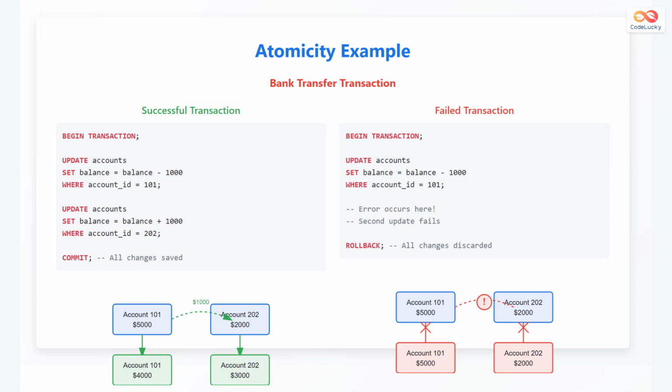In a failed transaction, we begin the transaction. Then we update the accounts table, setting the balance to balance minus 1000, where the account ID is 101. However, an error occurs here. The second update fails. Finally, we roll back and all changes are discarded. Because of the failure, account 101 still has $5,000, and account 202 still has $2,000. Notice that the transaction ensures that either both accounts are updated or neither is, maintaining atomicity.